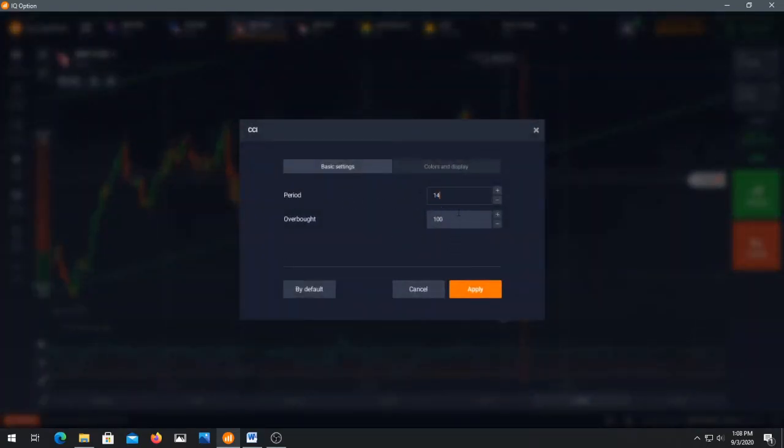Mind you, the setting on my CCI for this training session is using the 14 period, with overbought at 100. So you can change this to 20 if you want to. You can change this to 7. You could change it to 10 for a shorter period. That gives you a more recent look at how the state of the market is. But it depends. You can change this number, see what works for you best.